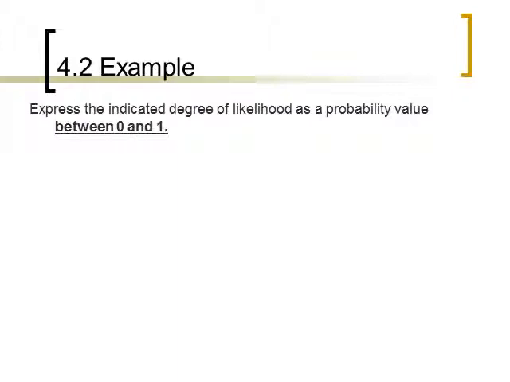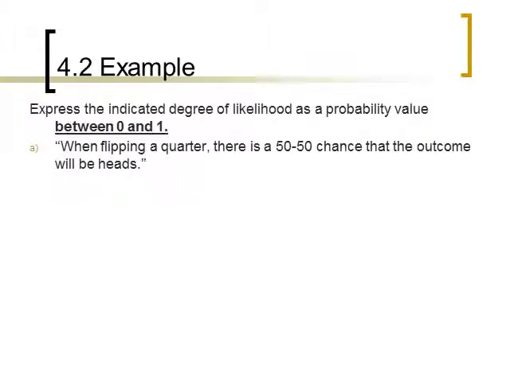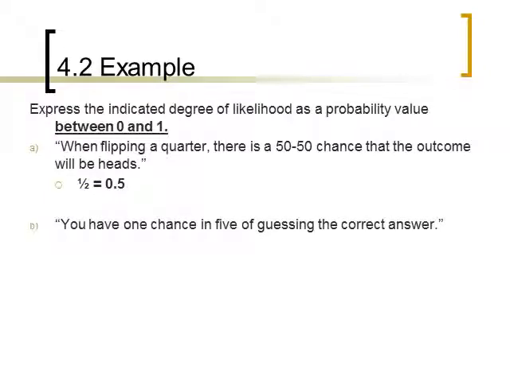So let's just practice, and we're going to express the indicated degree of likelihood as a probability value between 0 and 1. So all of our answers should be written in decimal form, not percents. When flipping a quarter, there is a 50-50 chance that the outcome will be heads. So we want to represent the 50-50 chance as a probability. And so that would be 1/2, and 1 divided by 2 equals 0.5. So that's a pretty easy one to convert.